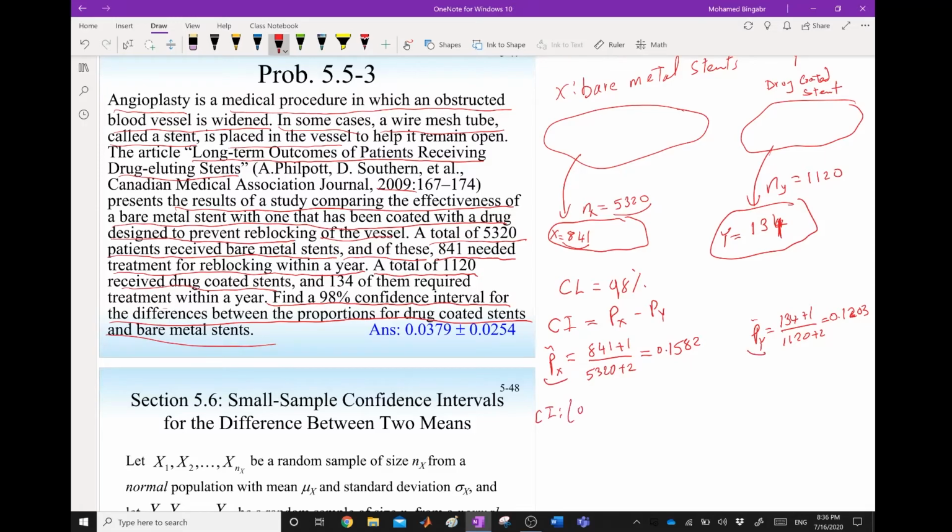So the confidence interval then will be this minus this one. So that will be 0.1582 minus 0.1203 plus or minus z alpha over 2. Let's find alpha. Alpha will be 1 minus the confidence level. So 1 minus 0.98, that is 0.02. Alpha over 2 is 0.01. So we need to find z 0.01.